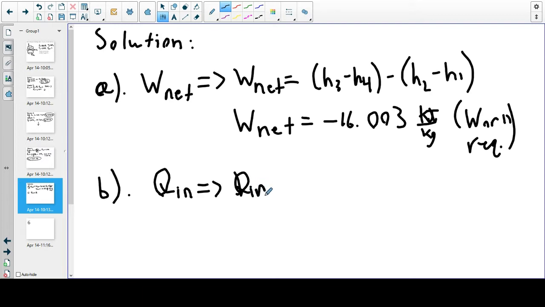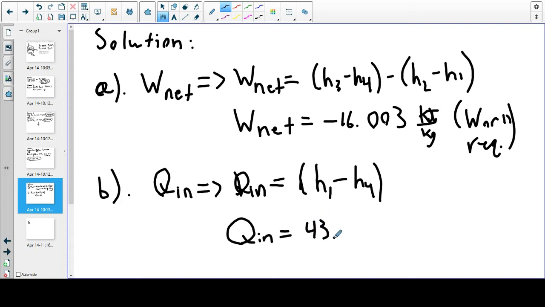And then part B, we are asking for the QN, the heat in of the cycle, heat removed from the refrigerated space. Which is H1 minus H4 by definition. But we don't have a mass flow rate in this problem, nor can we solve for one, so we're doing it all per mass. And if you put in your enthalpy values there, you will get H1 minus H4 to be 43.858 kilojoules per kilogram.